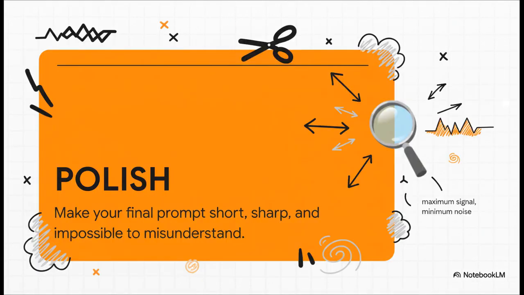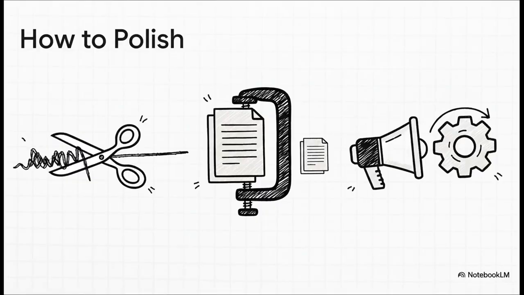This is the editing stage. It's about trimming every single unnecessary word to make your instruction as clean, as direct, and as efficient as it can possibly be. We're going for maximum signal, minimum noise. Here's a super simple checklist for polishing. First, cut out all the fluff, get straight to the point, and use strong, clear action verbs like create, analyze, and summarize instead of wishy-washy language.